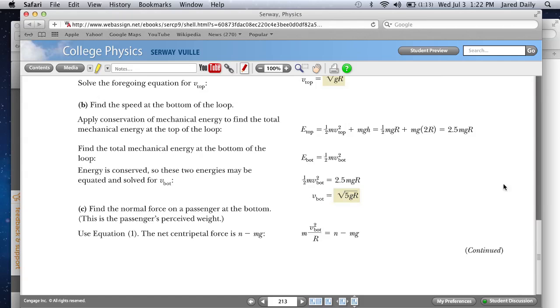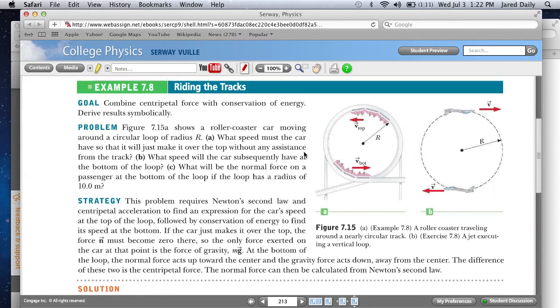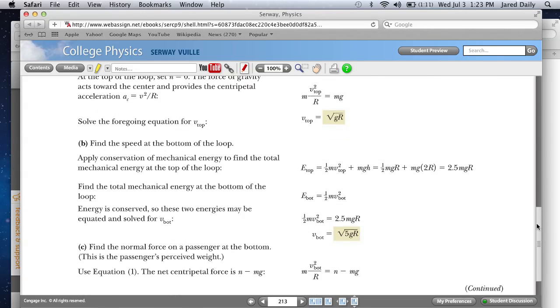So what we do here is we have a very similar equation to the one at the top. Here's the equation at the top. And it's going to be very similar at the bottom, except for a couple of things. First of all, at the bottom of the track, n is not going to be 0. The car is definitely going to be pushing upward on your feet.